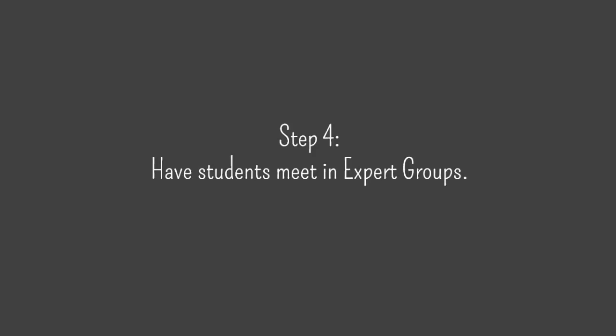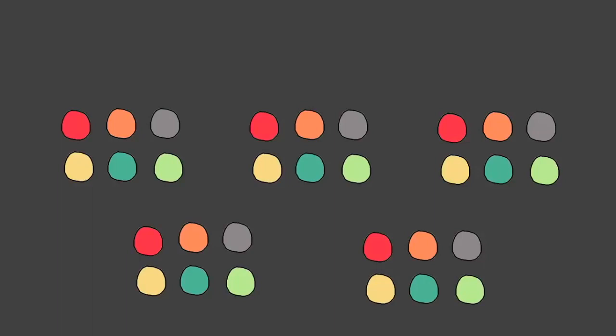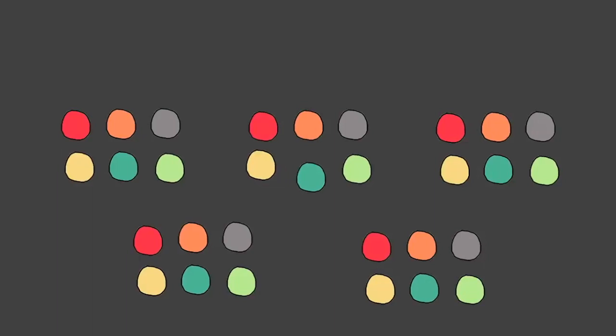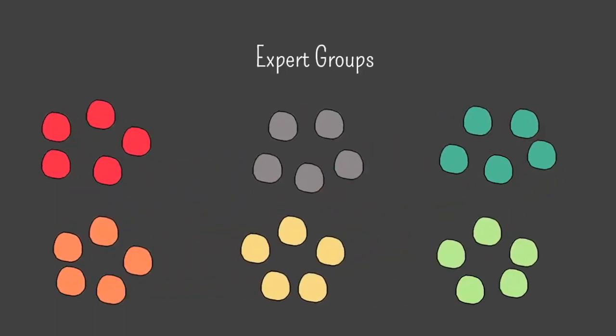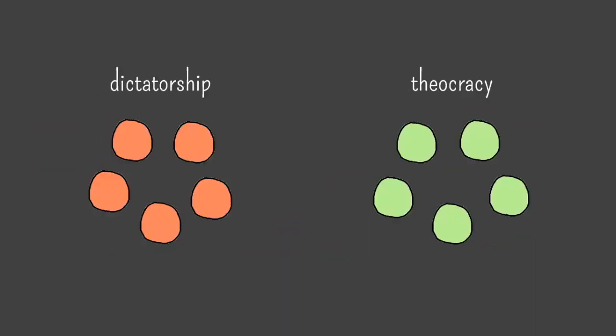Step 4, have students meet in expert groups. After each student has studied his or her chunk independently, they gather with all the other students who have been assigned to the same chunk. These are called expert groups. Within each expert group, students compare their ideas and work together to prepare some kind of presentation to give to their jigsaw group. During this time, gaps in individual students' knowledge can be filled, misconceptions can be cleared up, and important concepts can be reinforced.